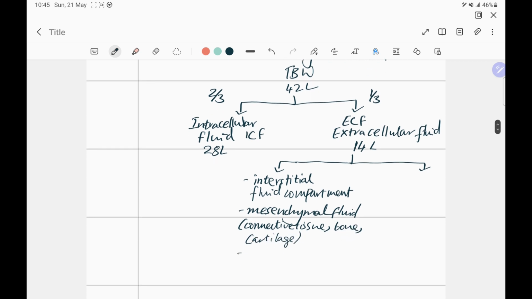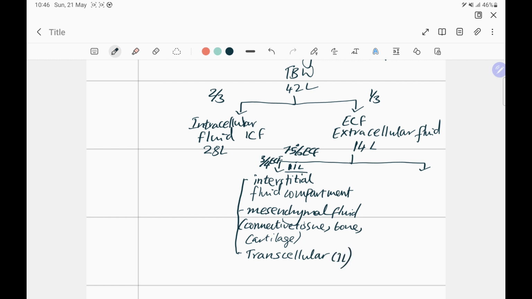And finally, you have something which is not exactly ECF or ICF, it's transcellular fluid, but we'll just club it under the ECF over here. So these three compartments make up around 75% of your ECF, or 3/4 of your ECF. So that comes to around 11 liters. So this 11 liters makes up your interstitial fluid compartment and transcellular and mesenchymal. Transcellular is just 1 liter from this.